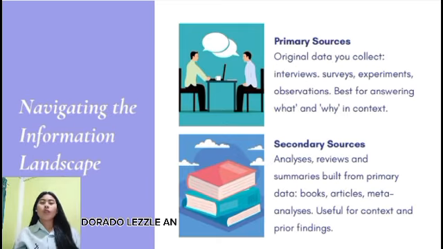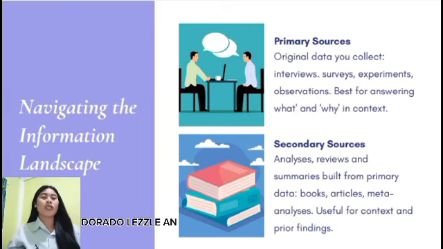So the second slide is navigating the information landscape. This slide explains the two main types of information sources used in research and writing, the primary sources and the secondary sources. It shows how writers and researchers must know where their information comes from in order to produce accurate and credible work.